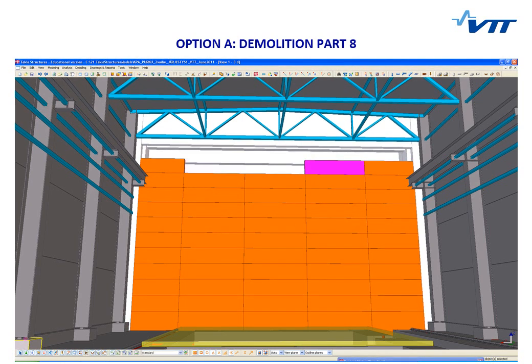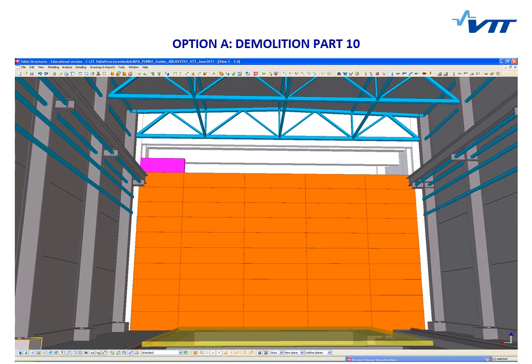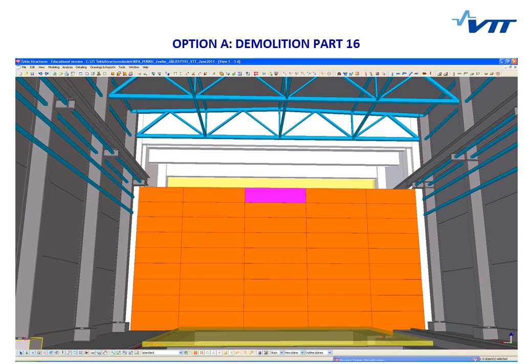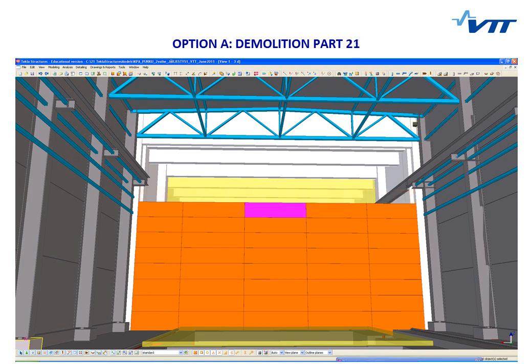The visualization proceeds piece by piece in a specific order defined by the project staff, but in this demonstration I skip few phases to speed up a little bit.